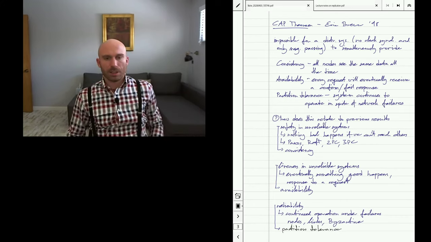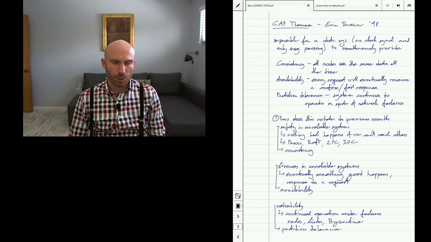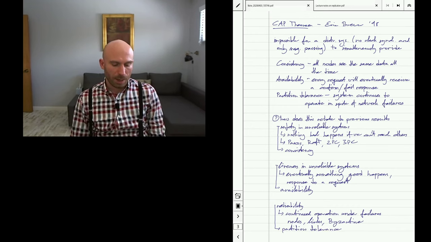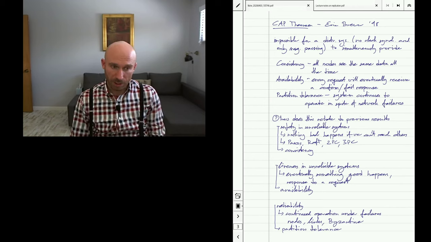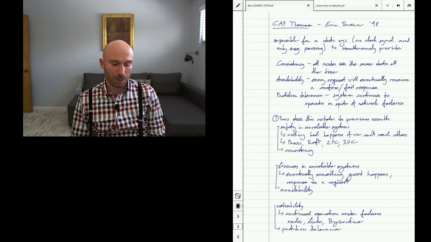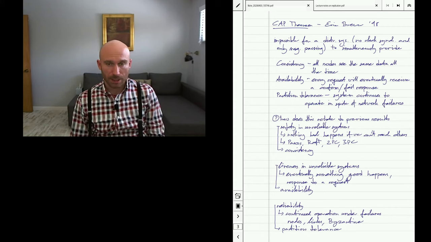So the upshot of this is that we've worked with systems that can provide consistency in spite of running on an unreliable system. We've seen systems that can provide availability of data even if nodes are unreliable. And we've seen systems that can deal with certain patterns of failures to provide continued operation of the system, right? So we have systems that can provide consistency, we have systems that can provide availability, and we have systems that can provide partition tolerance.